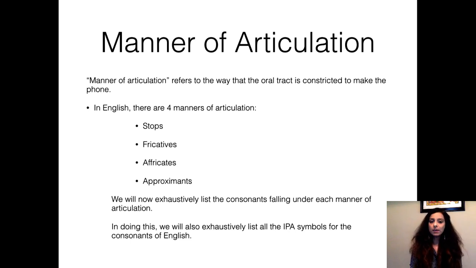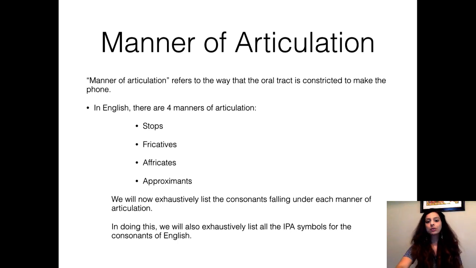So, what is manner of articulation? What is the last parameter called manner of articulation? It refers to the way that the oral tract is constructed to make a speech sound. There are four different manners of articulation in English. These are stops, fricatives, affricates, and approximants. Stops are also called plosives, so you might see the term plosive in your textbook. Plosive and stop are one and the same term.